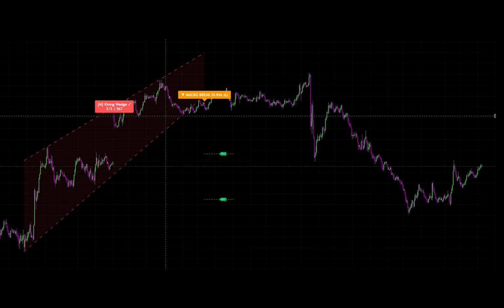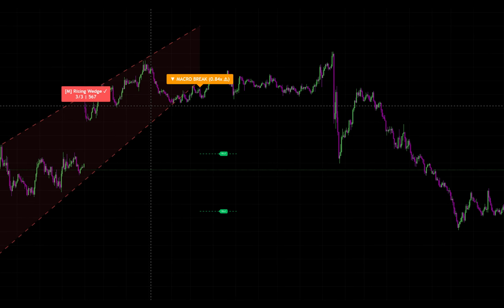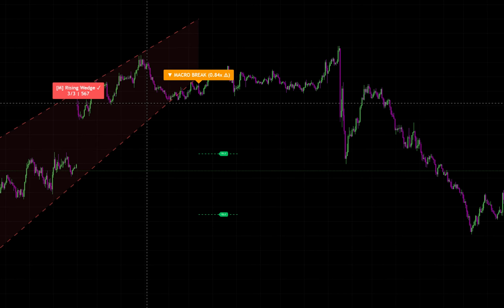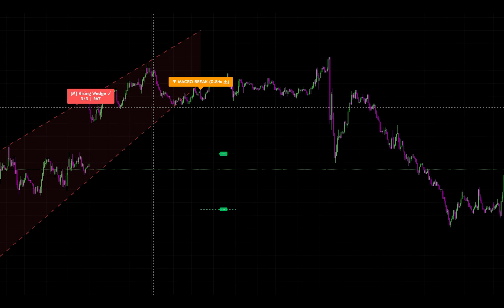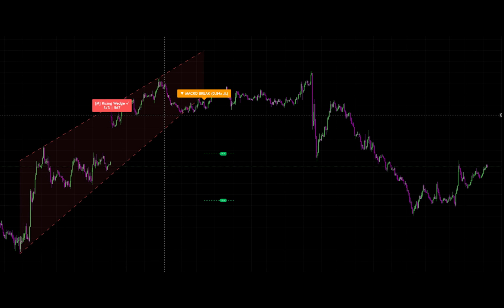And when the break confirms, the targets activate. When price reaches them, the labels turn green with a check mark. Here in this example, the wedge breaks down, target 1 was already on the chart, price reaches it, green check mark, trade continues, target 2 hit, second check mark, done. The trade managed itself from the moment the break confirmed. You knew your targets before the move even started.